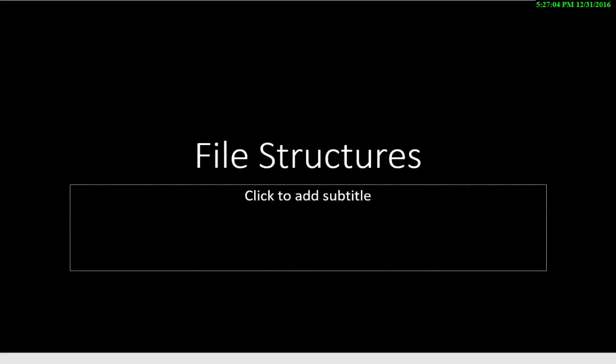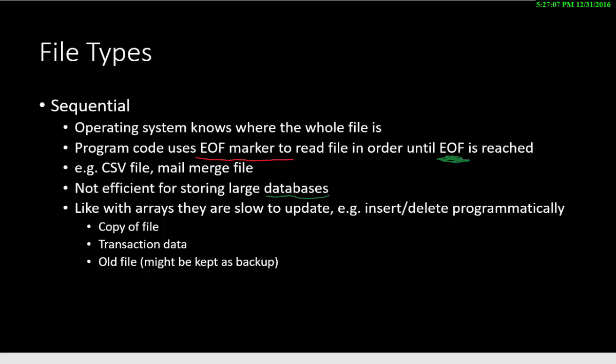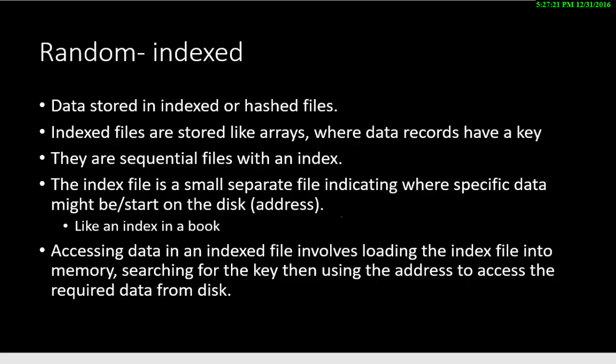Mention file structures, so different types of file. Mention sequential, where you have an end of file marker and you can read the data until end of file is reached. So it's often used for CSV, mail merge files, not very good for large databases. Index files, you can randomly access the file using different methods, say an index or a hashed file. I suggested you go and look more into hashing methods.